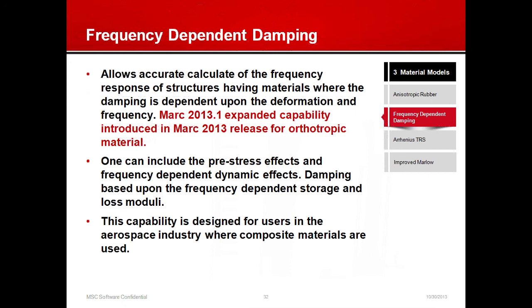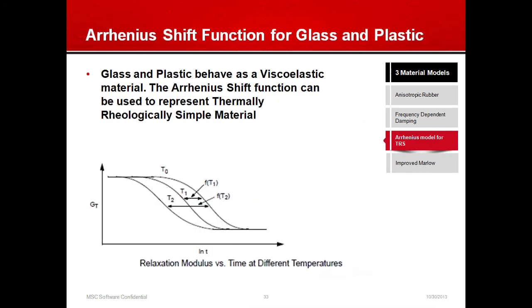We've continued to enhance this in the 2013.1 release, expanding this for also orthotropic materials so that it can now be used in conjunction with composites, where one would effectively see different characteristics in the different preferred directions based upon the material properties.